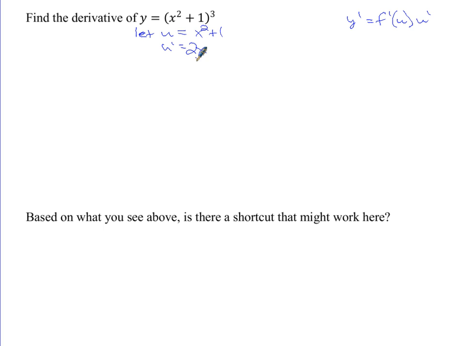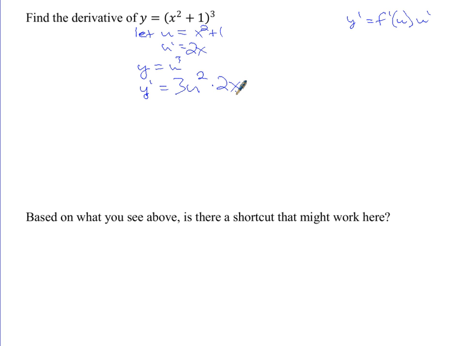Now we have this piece right here. We need to rewrite our function y in terms of u. So y equals what? u to the 3rd, that's right. This says we need to take the derivative of our function in terms of u. So let's do that. y prime equals 3u squared. But y prime also has to have u prime tacked onto the end of it. So times that 2x.